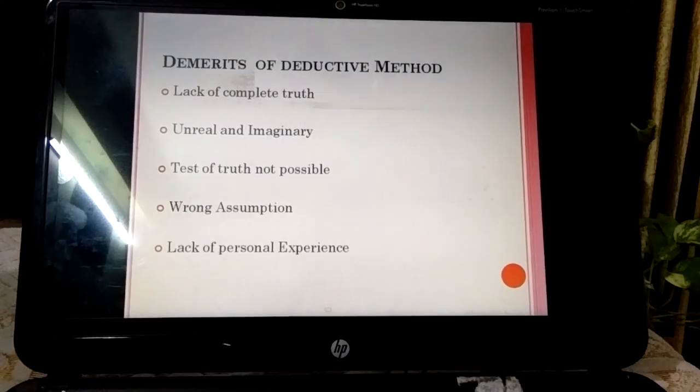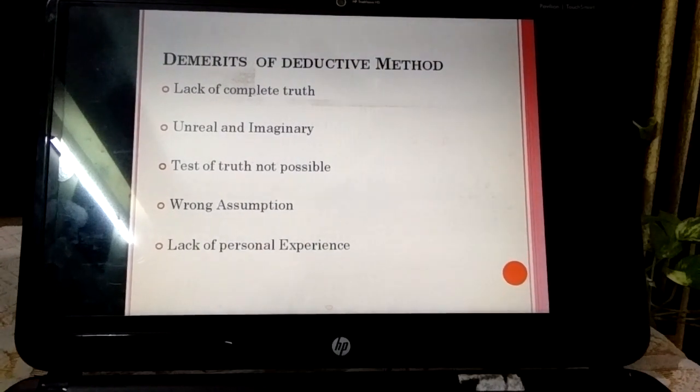Then we move to the demerits of the deductive method. The demerit is lack of complete truth. Actually we have assumed a lot of things in deducing. If we keep a lot of assumptions and move away from realistic situations, we are assuming too much, and on the basis of assumptions the things will be done. In that case we will not be able to find out the complete truth of the fact.